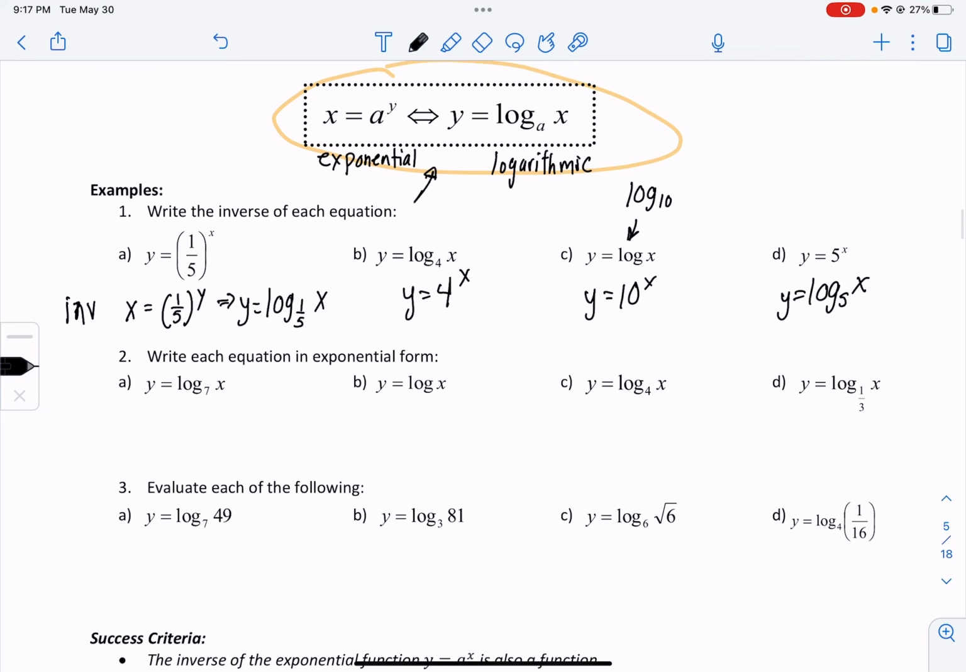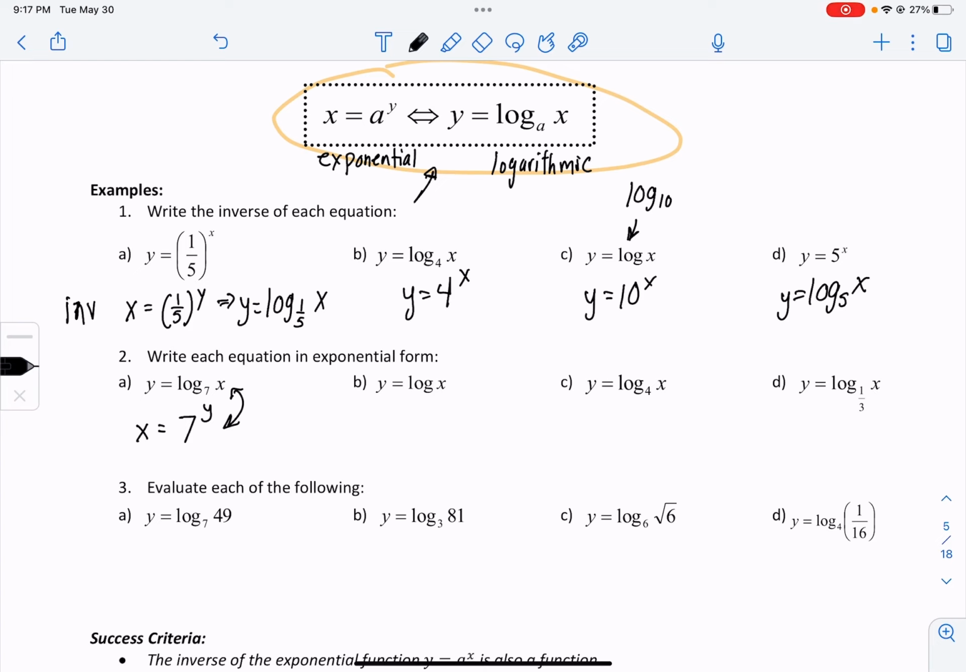Going back and forth between exponential form, right? So the way I'll say this is the base stays the base, right? 7 was the base, it stays as the base. What was in the log goes by itself. What was by itself goes to the log. So x equals 7 to the y. That's the same statement, right? These are equivalent. It's not like we took any sort of inverse. It's just we rewrote this in exponential form.